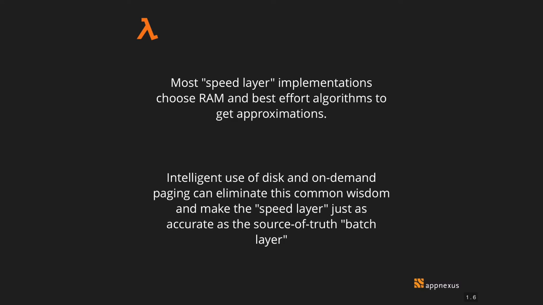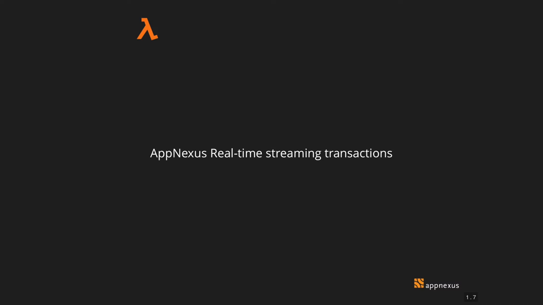I'm going to posit that if you intelligently use on-demand paging and write some really fast apps, you don't have to have an inaccurate speed layer. In fact, you don't even need a batch layer if you do it right. And I'll talk about how we do that by talking about our AppNexus real-time streaming transactions on our platform.